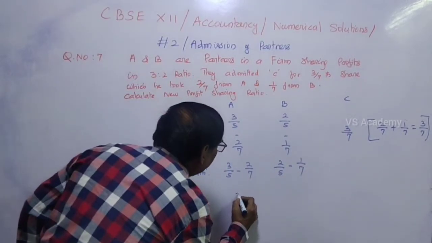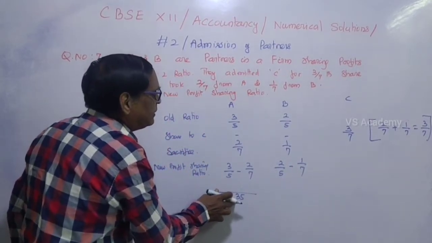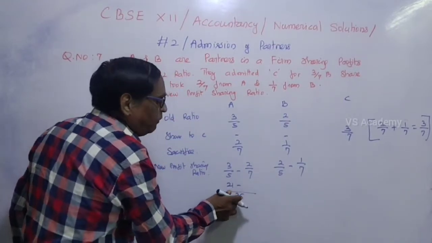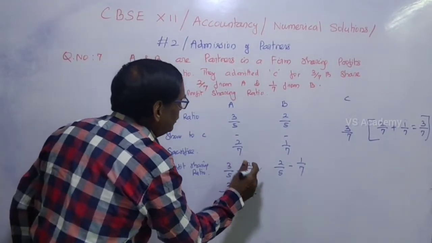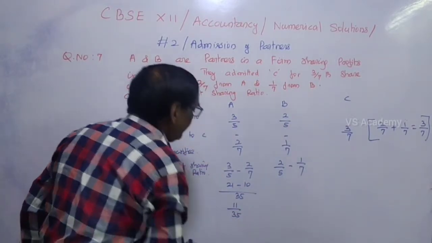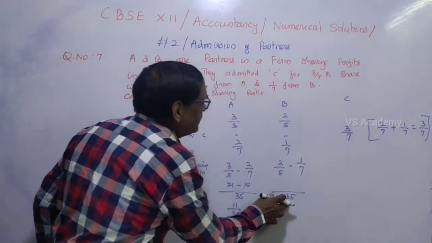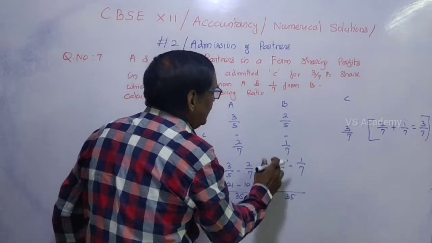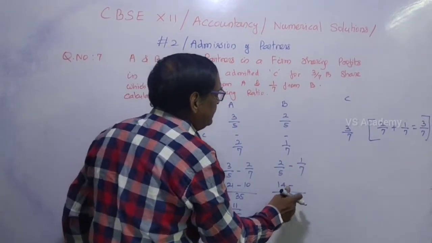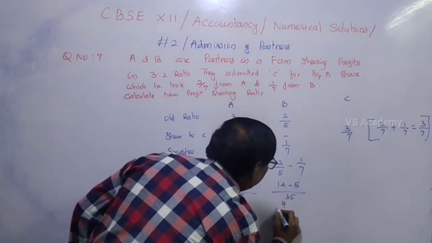So LCM 35 you can take. 5 out of 35, 7 times, 7 into 3, 21. 7 out of 35, 5 times, 5 into 2, 10. So 11/35. Here LCM 35, 5 out of 35, 7 times, 7 into 2, 14, minus 7 out of 35, 5 times, 5 into 1, 5. So 9/35.